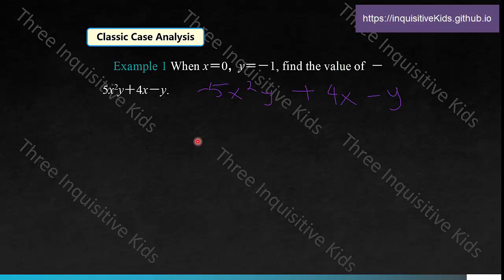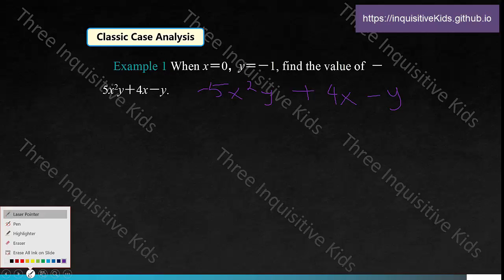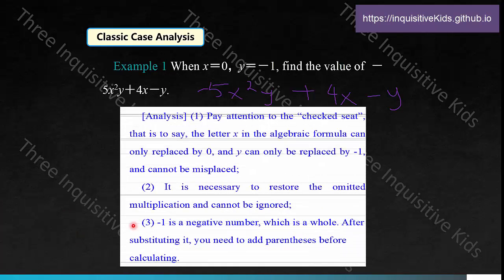So over here, this is already in its simplest form. And we're going to get to something like this later on in a future lesson. But all you really had to do was plug x in. So the letter x in the algebraic formula can only be replaced by 0, and y can only be replaced by -1. It cannot be misplaced.